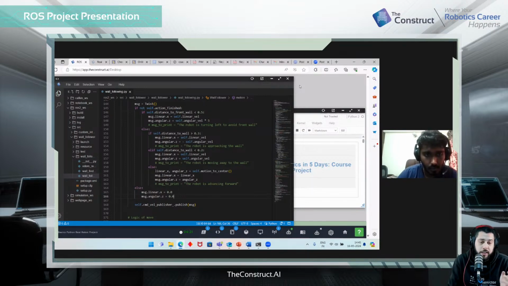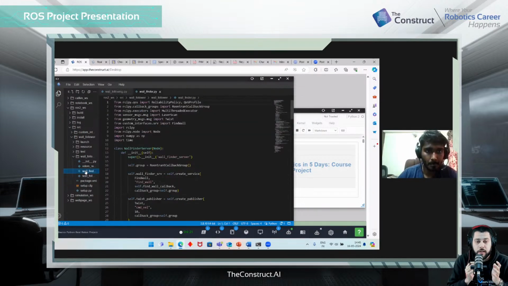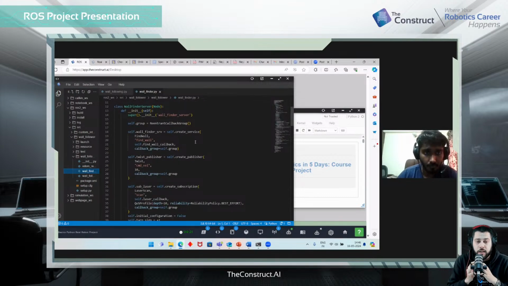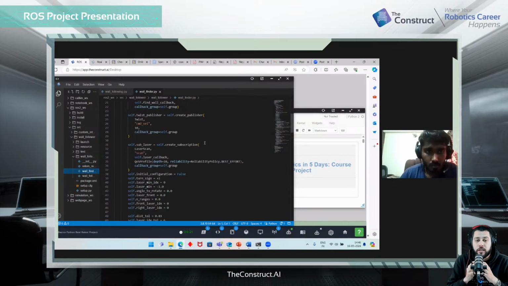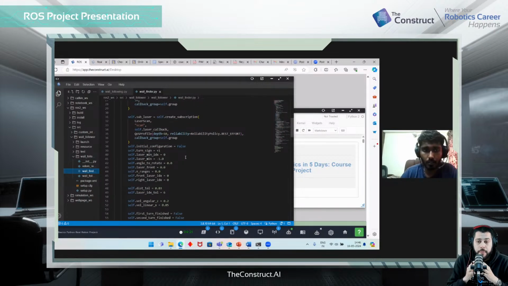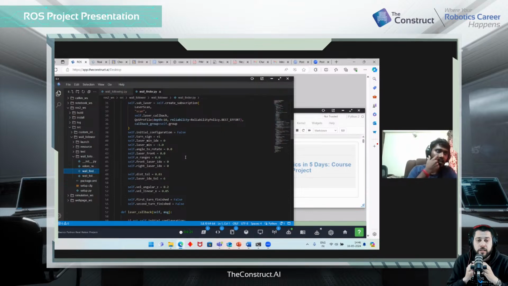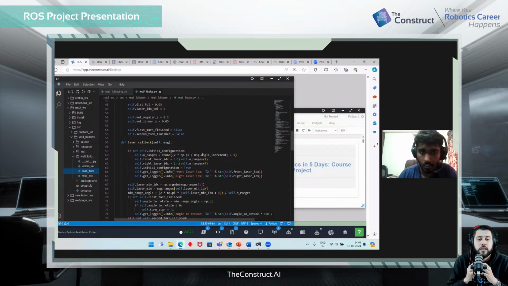I don't understand, because this is the wall following node, so whatever you put in your service should be in a service server, right? You have another program in there called Wall Finder, I'm pretty sure. So what does this do? This does the laser scan in order to find the wall. So it does no movement? No, it does no movement. Ah, I see. All right. But in here, can we find where you actually create the service server?